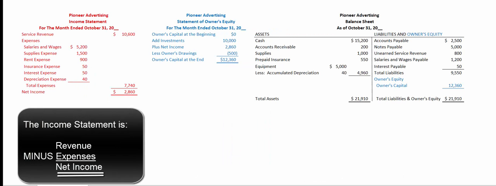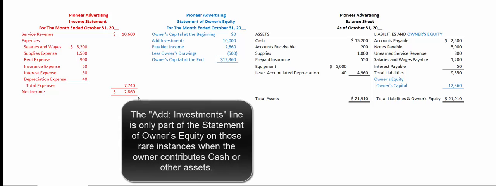In Chapter 1 of our book, we learned that the income statement is revenue minus expenses to give us net income. And we learned that the owner's capital at the beginning plus investments, if it's just beginning, plus net income minus owner's drawings gives us owner's capital at the end.